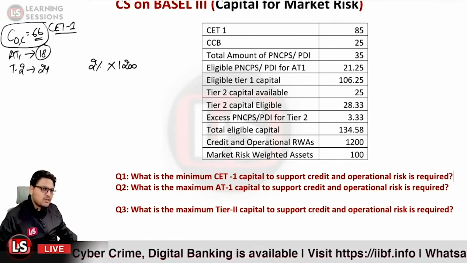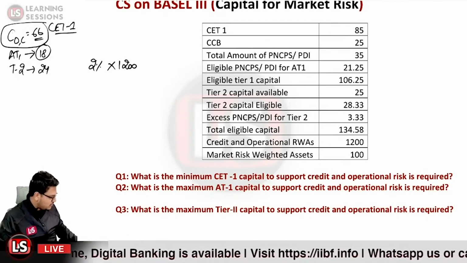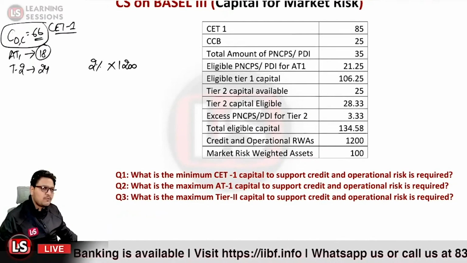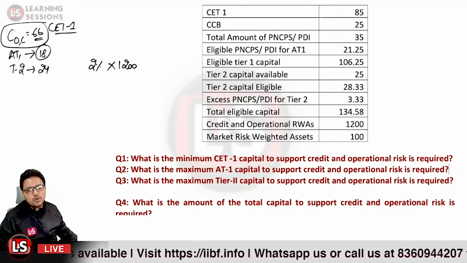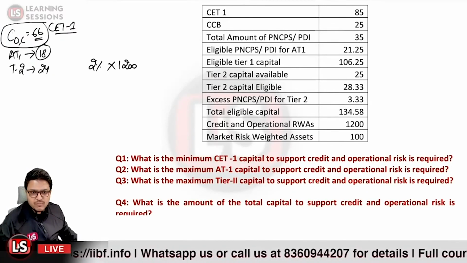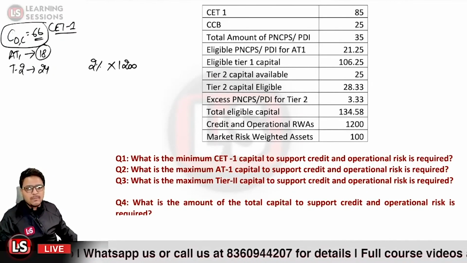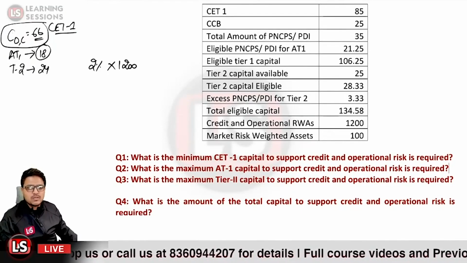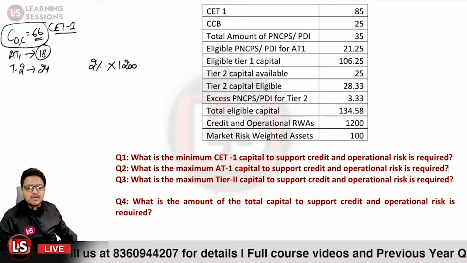Okay, so now let's move to the next question. The third question we have already solved. The fourth question says, what is the amount of total capital required to support credit and operational risk?